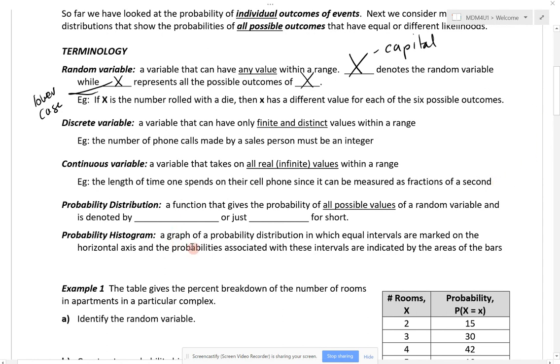Now we're going to be spending a lot of time looking at probability distributions. This is a function that gives us the probability of all possible values of a random variable, and is denoted by the capital P, and our input would be the random variable X equal to some lowercase x, the possible outcomes of the random variable. Or in short form, we'll just say P of x.